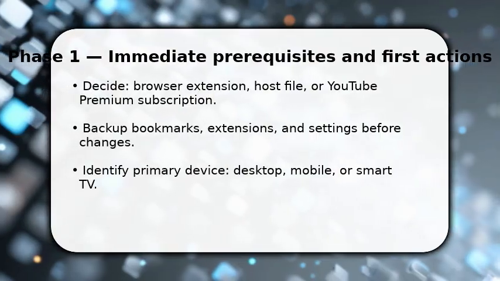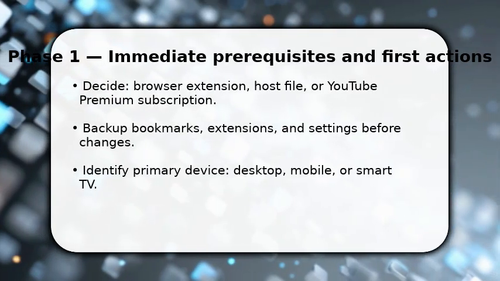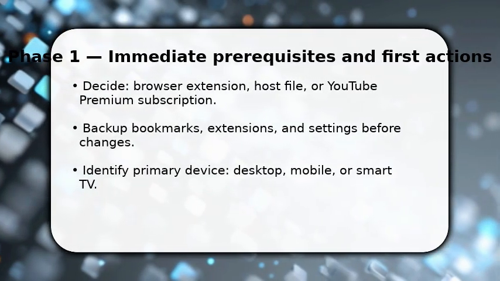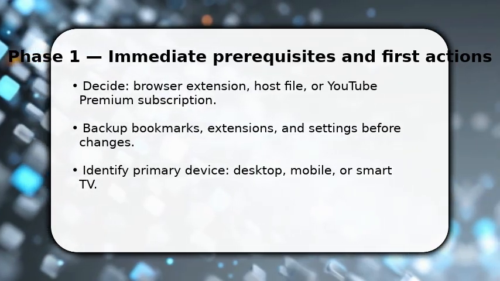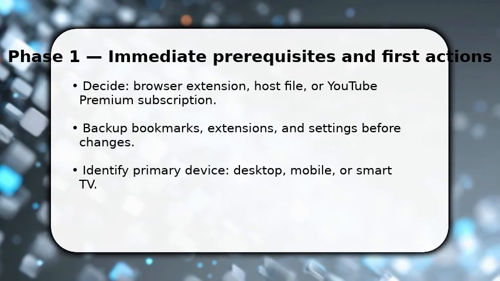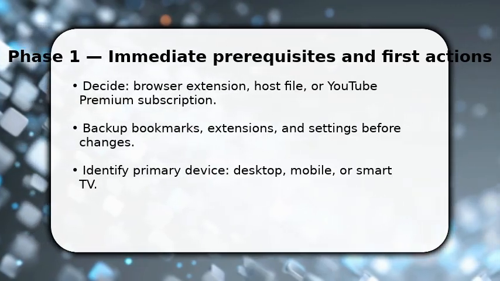You start by choosing which method you'll use and why. Pick an ad blocker extension for desktop or YouTube Premium for mobile and TV. Once done, back up bookmarks and settings so you can revert if needed. Make sure to note your primary device.